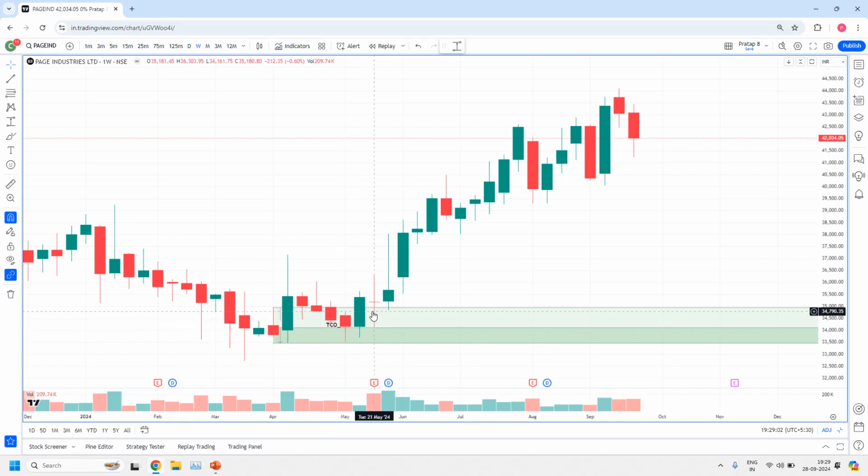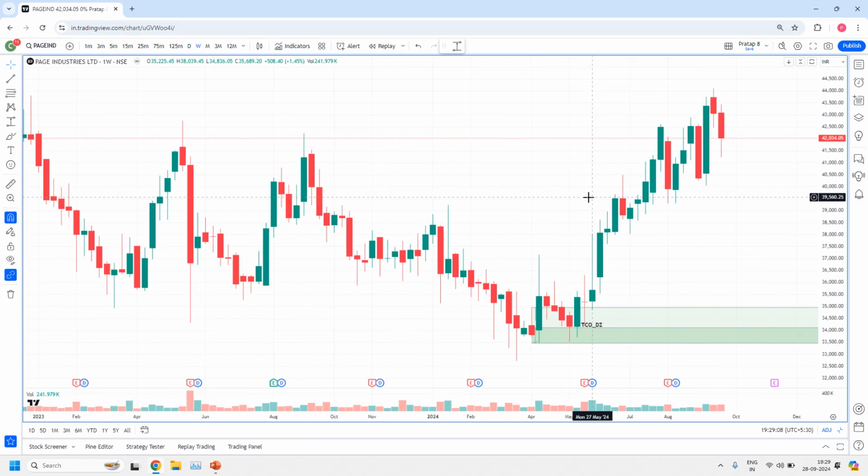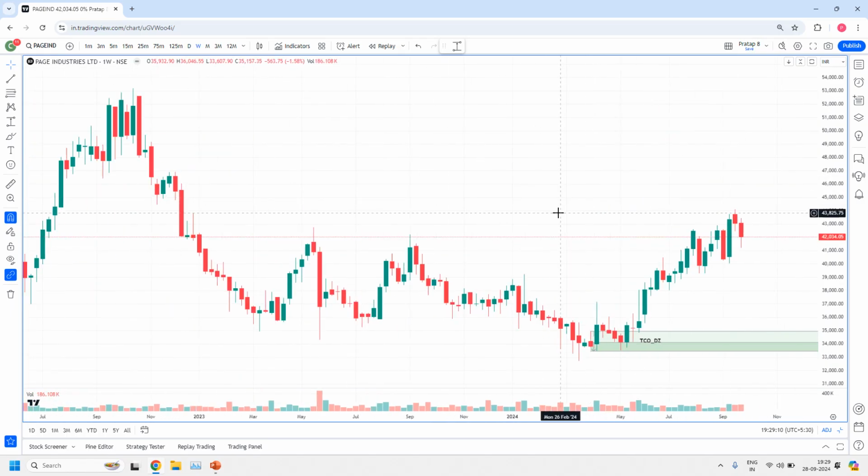And then prices started moving up, moving up, moving up. See how much profit it would have given. At least we can exit at the next weekly supply zone. Here we are seeing a drop base, a drop weekly zone. Probably here.